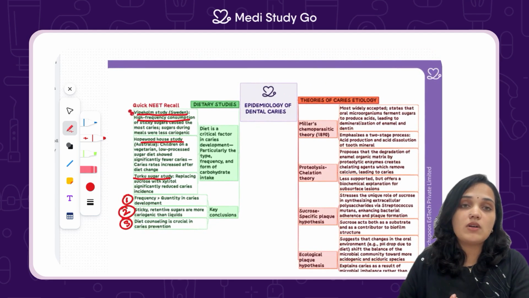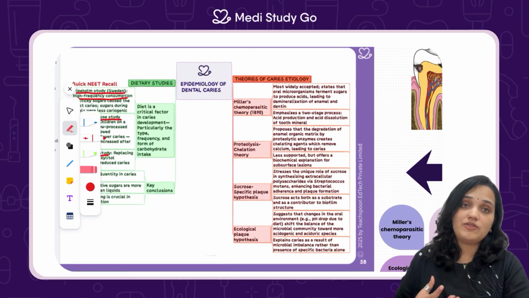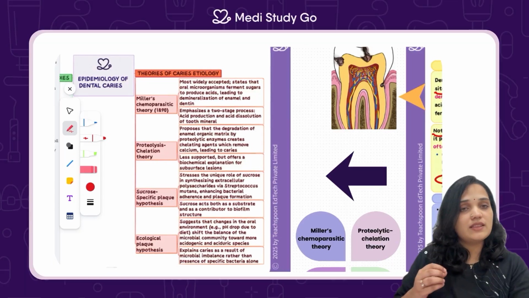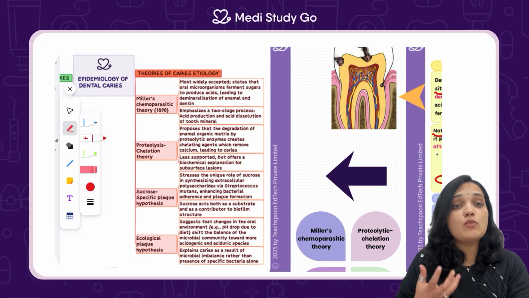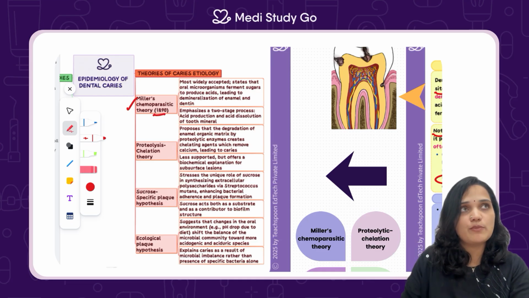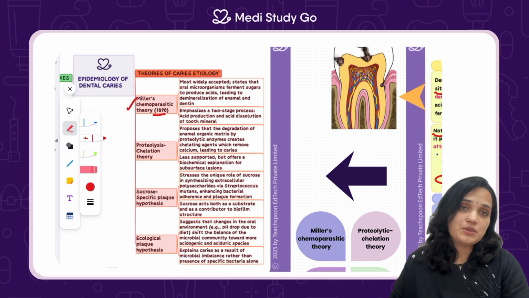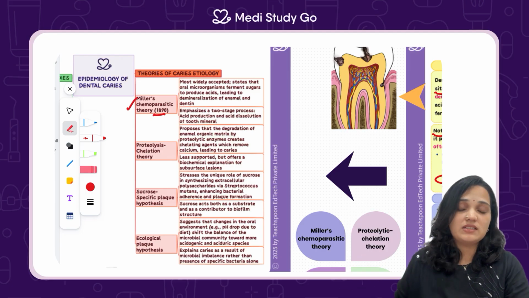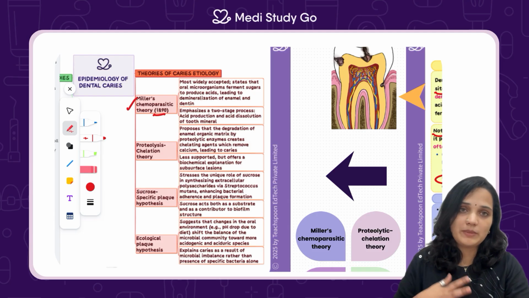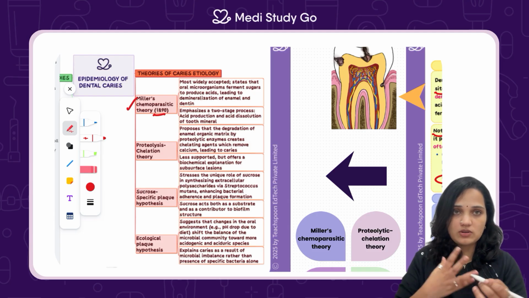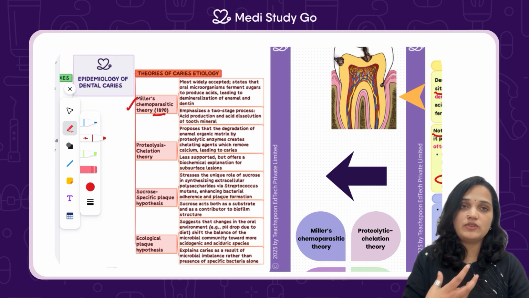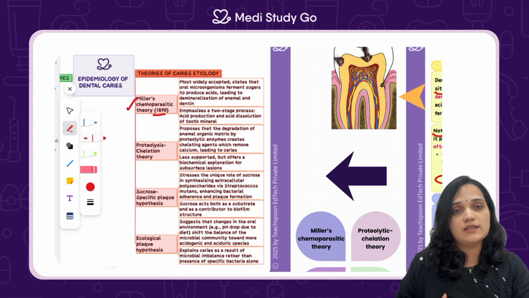Okay. Now comes our theories of caries etiology. To understand how caries develops, there are several theories. The most widely accepted theory is Miller's chemoparasitic theory. It was proposed in 1890. According to this theory, oral bacteria ferment carbohydrates to produce acids, which dissolve the tooth mineral. Now, we've been talking about this again and again, and we all know this is the most widely accepted theory, right?